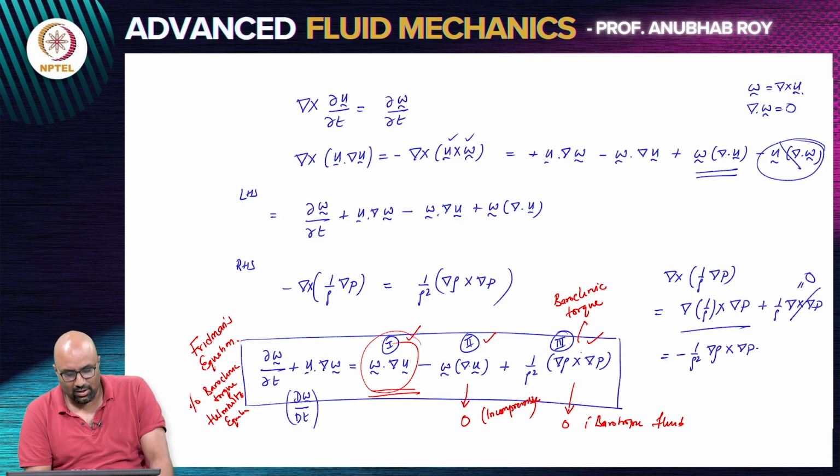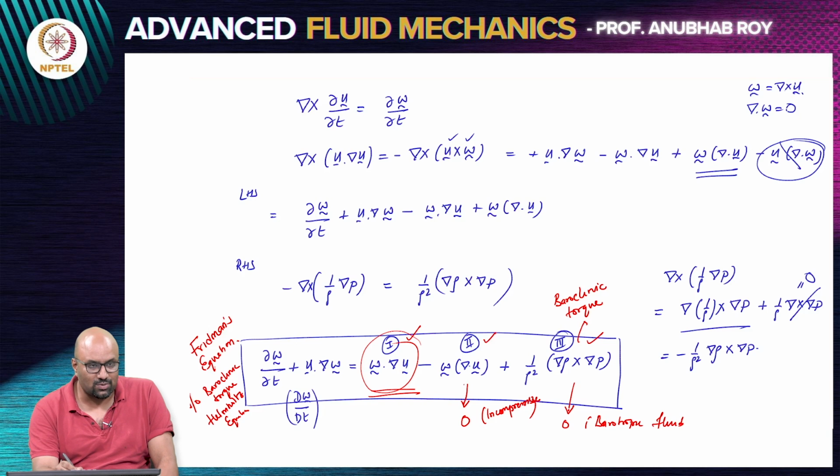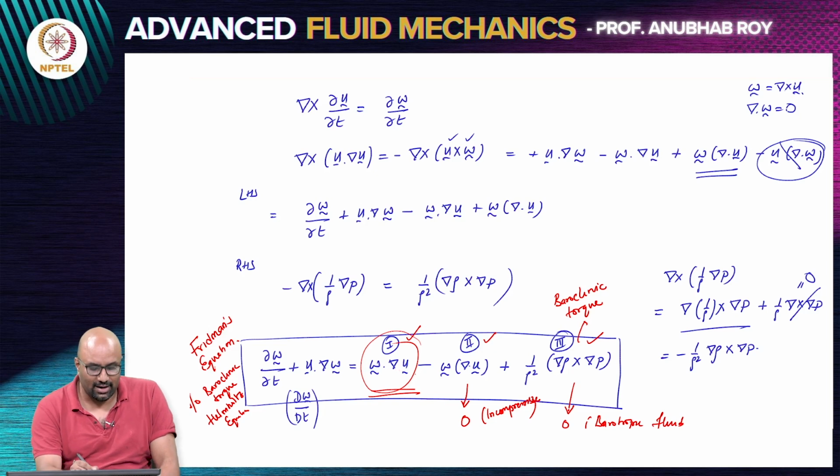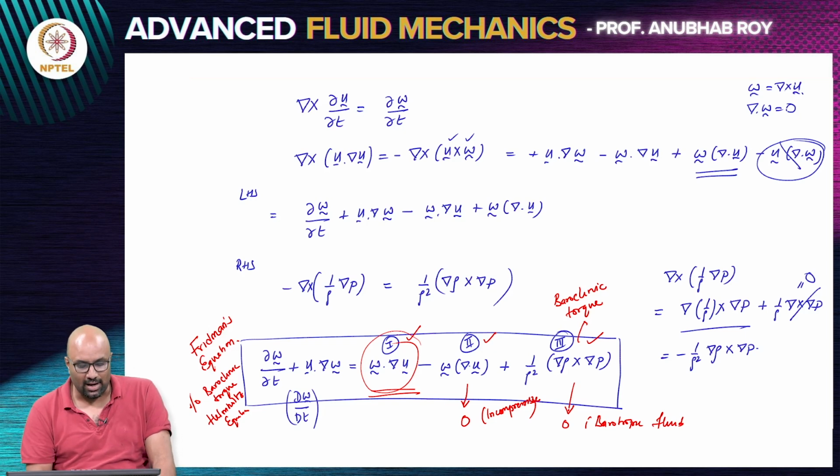There is a baroclinic torque, there is a term that comes from the divergence of the velocity field, and then there is a term which comes from a slightly different kind of combination, which is ω dot del u. This is going to be a term that we will focus on, and it is a very important term in terms of how vorticity evolves in strongly turbulent flows. So, we will stop here.